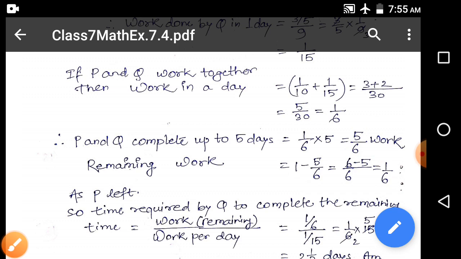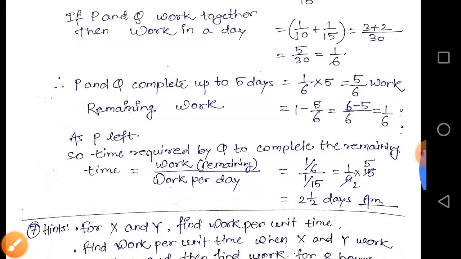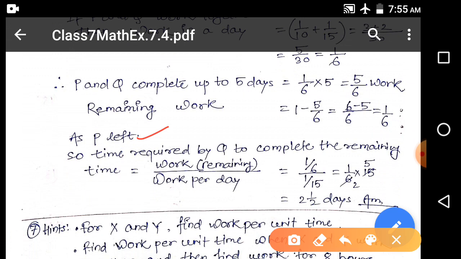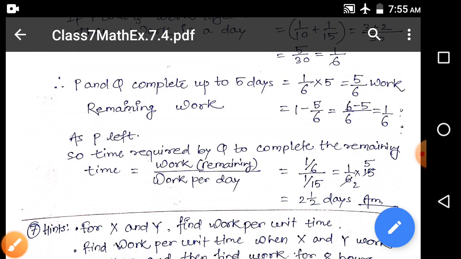Now as P left and only Q is working now, we know the value of work done per unit time for Q, the value of work done per day. See, just see this.